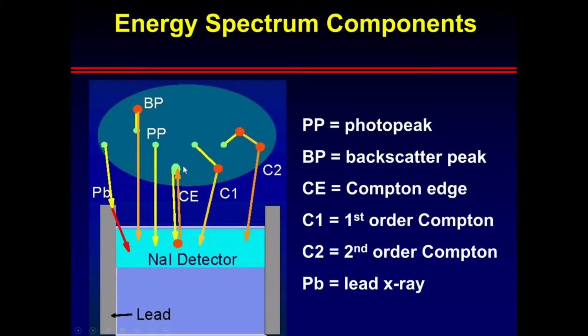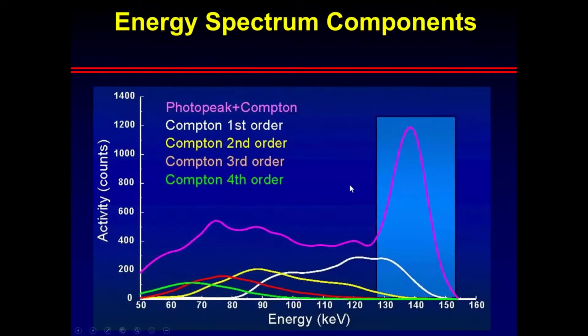But what do you do with all these Compton scattered photons? That's where we run into problems. This is what happens when you have one Compton scatter, two Compton scatters, three Compton scatters, four Compton scatters. You see you continue to lose energy.